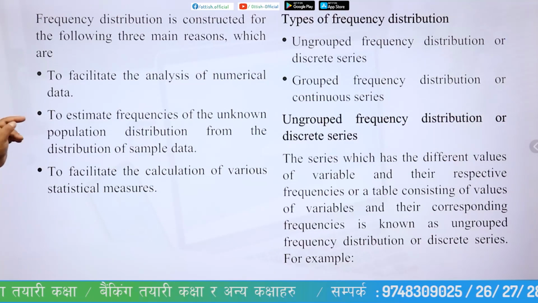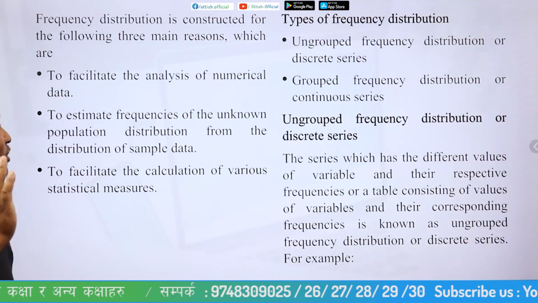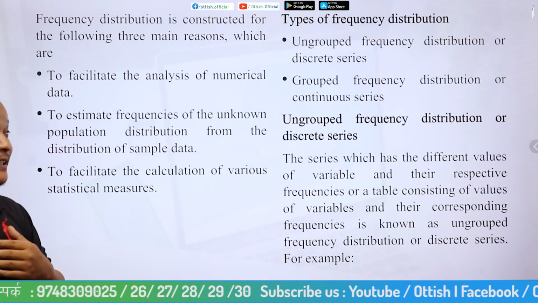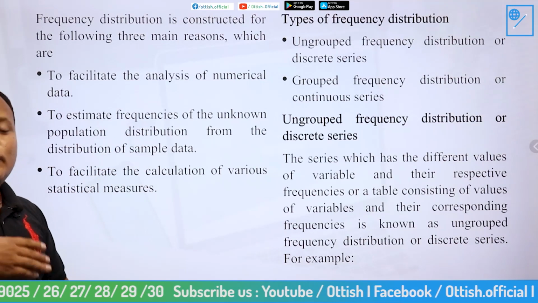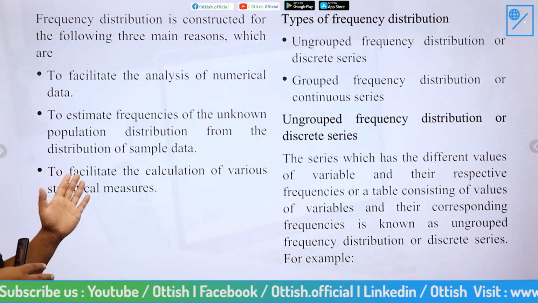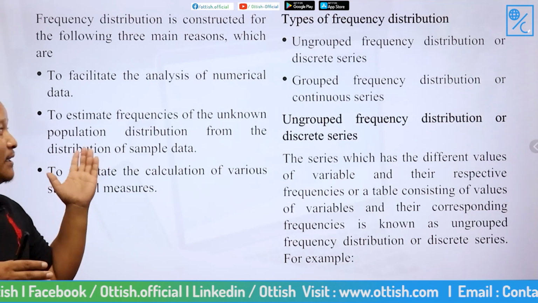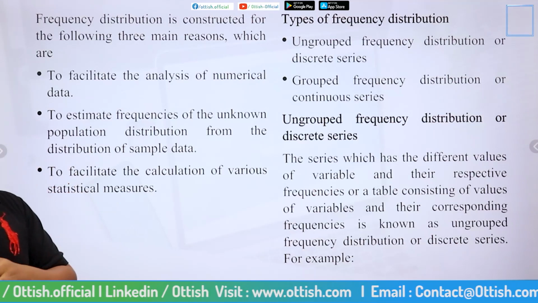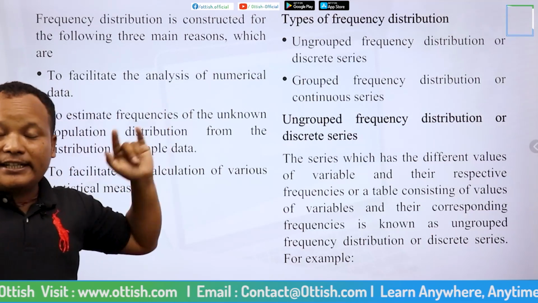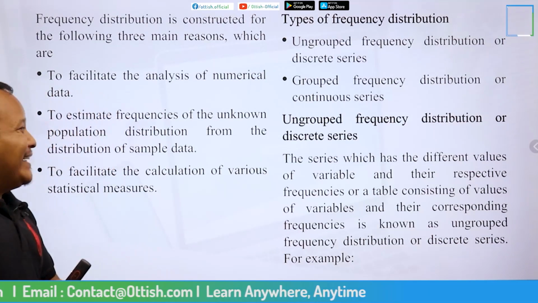Next, we look at the different purposes, reasons, or features for which a frequency distribution is constructed. The first is to facilitate the analysis of numerical data, numerical variables, or numerical observations. We need to analyze them to get results for different further statistical purposes. Therefore, the first step is to construct the frequency distribution based on the available quantitative variables.